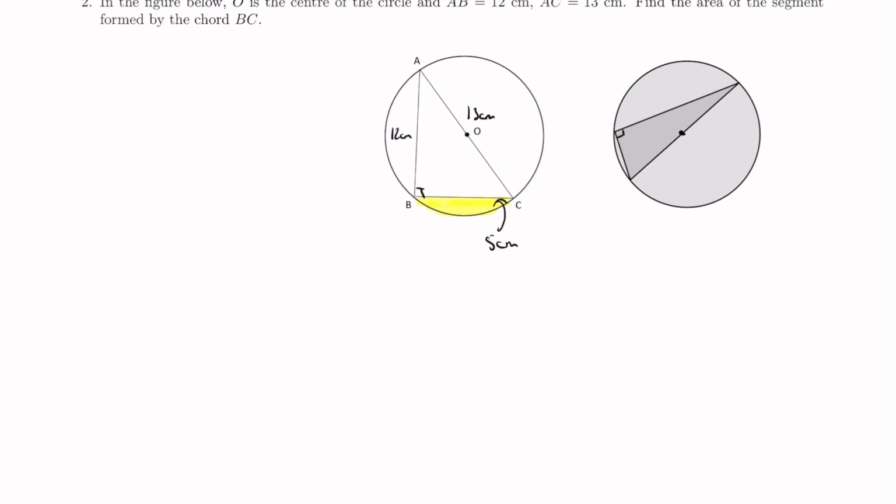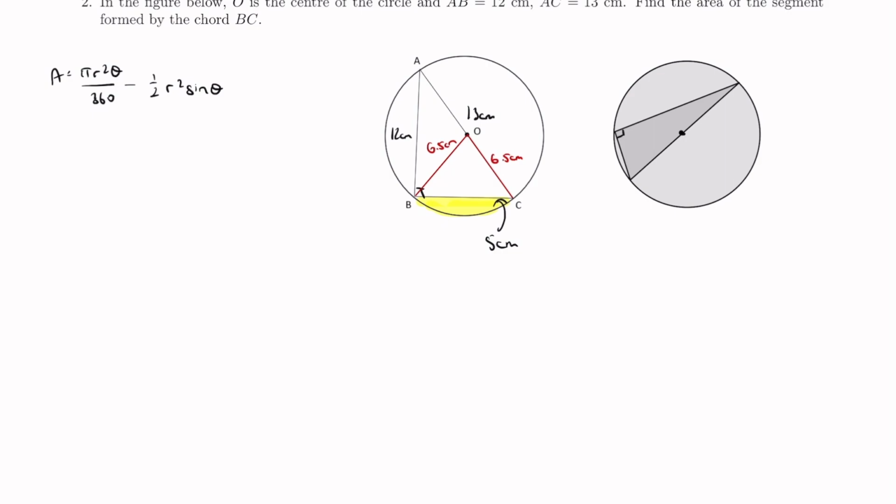So this side over here is 5 centimeters. We also know that this side over here is just the radius of the circle, so it's 6.5 centimeters, and this side over here is also 6.5 centimeters. So we want to find the area of the segment. The area is going to be equal to the area of the sector, which is pi r squared theta on 360, minus the area of the triangle that is left over, which is a half r squared sine of theta.